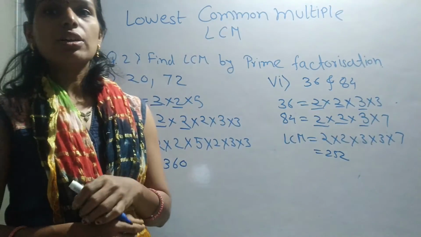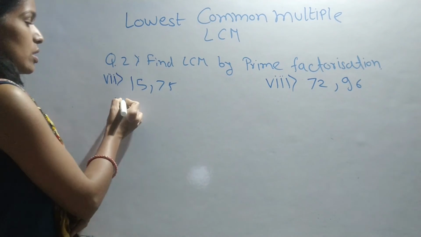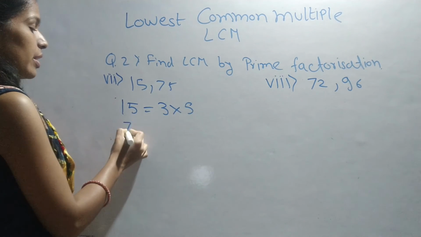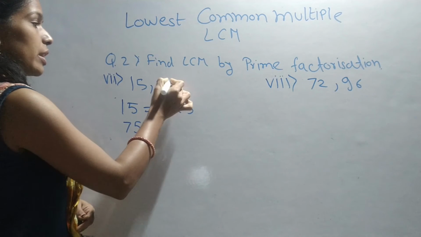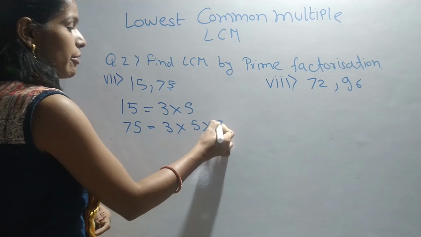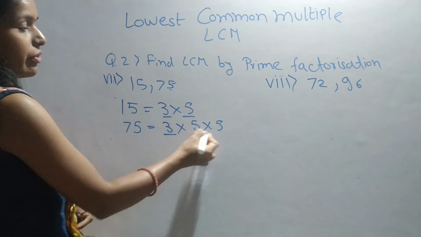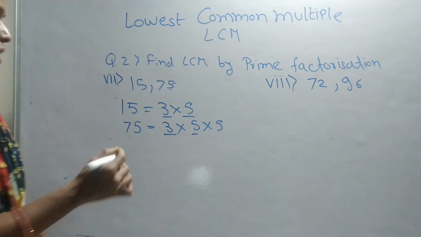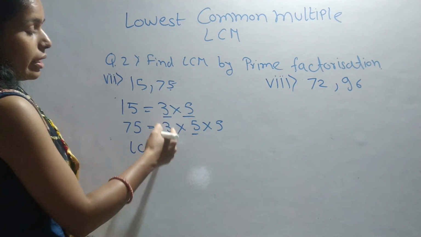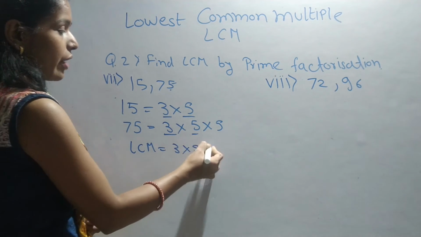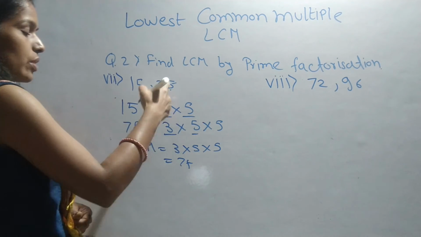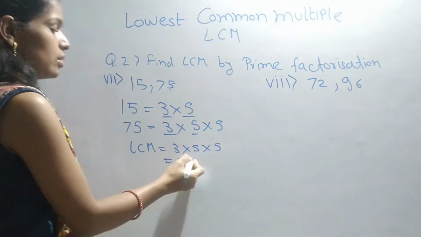Example 7 and 8. Number 7 is 15 and 75. What is the prime factorization of 15? We know that 3 5s are 15. And 75 has a factorization. We know that 25 3s are 75. And 25 has a factorization 5 multiplied by 5. So 3 is common, 5 is common. This is the uncommon 5. So LCM of 15 and 75 is equal to 3, then 5 and 5. And we know that 3 into 5 into 5 is nothing but equal to 75. So LCM of 15 and 75 is 75.